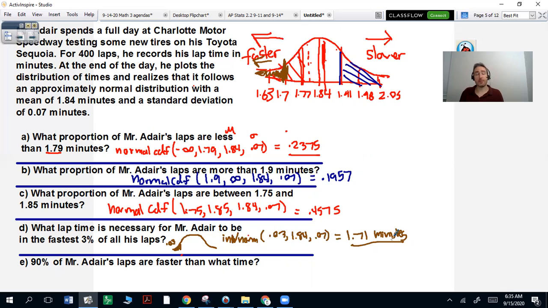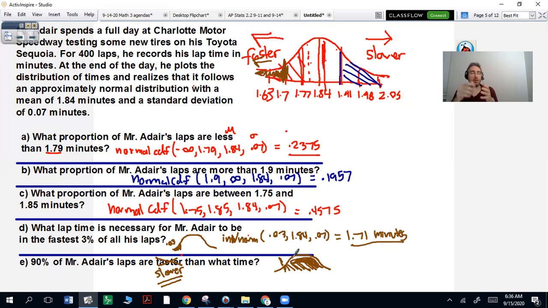All right, last one, it says 90% of Mr. Adair's laps are faster than what time? I'm going to change that to slower just so we can get an idea of the difference here. Okay, so faster is to the left side. So if it was slower, I can do both, but hopefully you get the idea. If it was slower, 90% of the laps are slower than what time? Well, that would be some big number. 90% here, that's most of it. But then the time would be like down over here, if that makes sense.